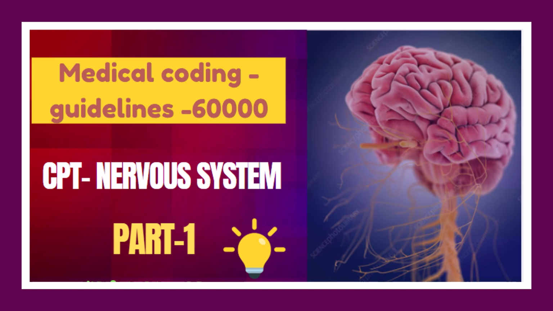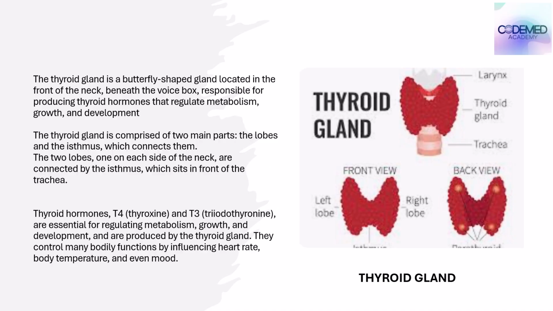We are going to begin with the medical coding guidelines 60,000 series. One of the students has requested this. This is the nervous system, which we are going to divide into four parts, and we'll begin with part one. So in the 60,000 series, in the beginning, we are going to cover a few glands which are endocrine glands, but they are part of the 60,000 series.